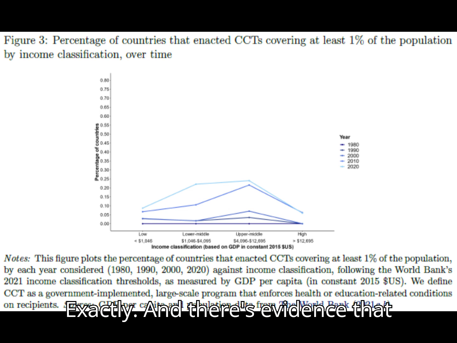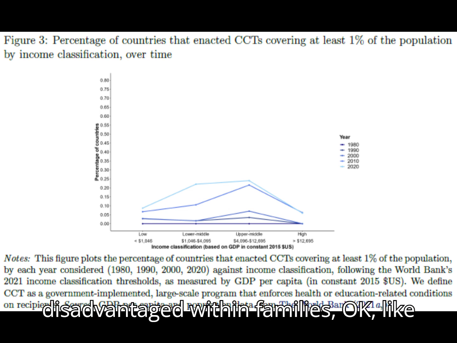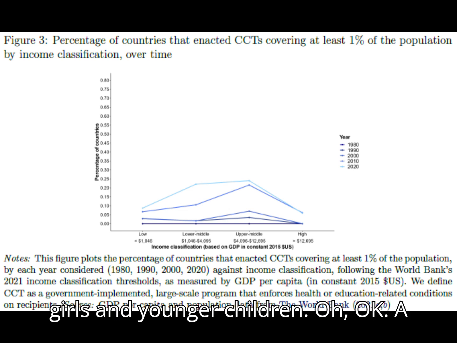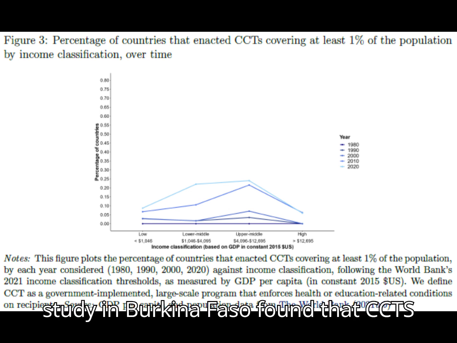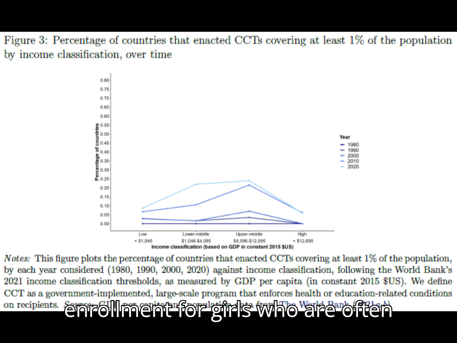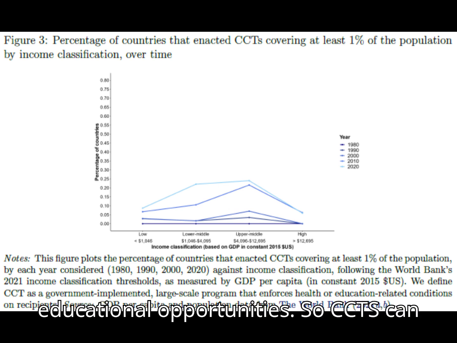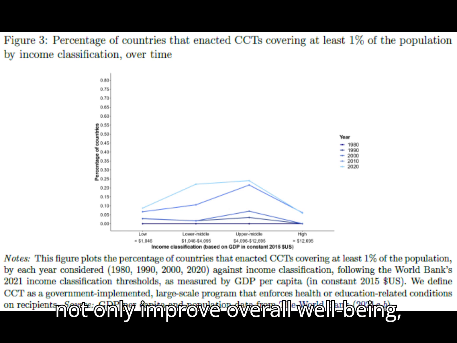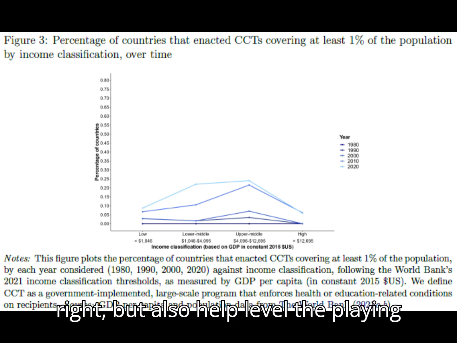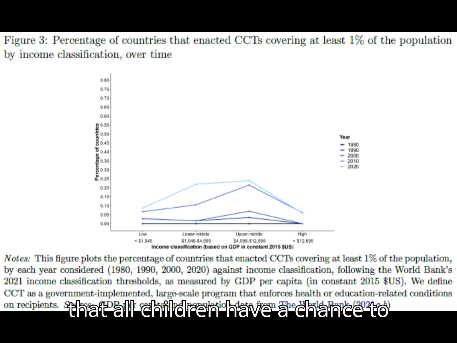Exactly. And there's evidence that conditionality can be particularly beneficial for those who are most disadvantaged within families, like girls and younger children. A study in Burkina Faso found that CCTs led to a significant increase in school enrollment for girls, who are often overlooked when it comes to educational opportunities. So CCTs can not only improve overall well-being, but also help level the playing field within families, ensuring that all children have a chance to succeed.